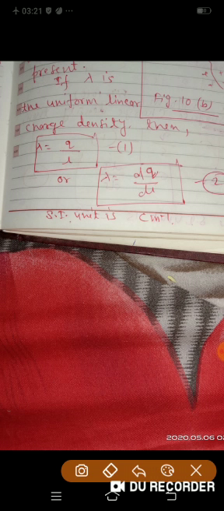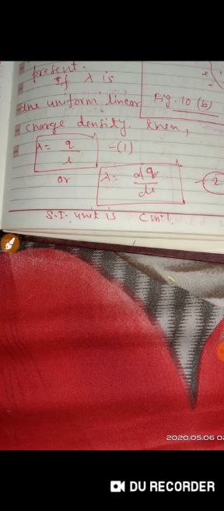And what is the SI unit? The SI unit is easy to grasp, student. Charge SI unit is coulomb and length SI unit is meter. So the SI unit is coulomb per meter. Okay, so this is the linear charge distribution measured by linear charge density.